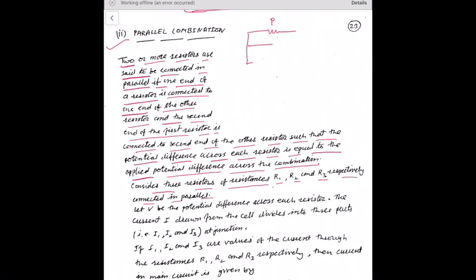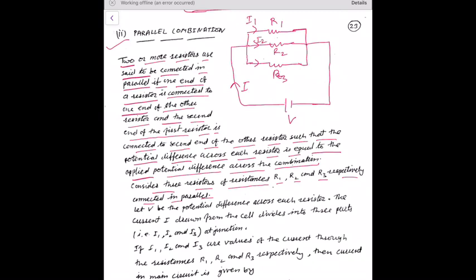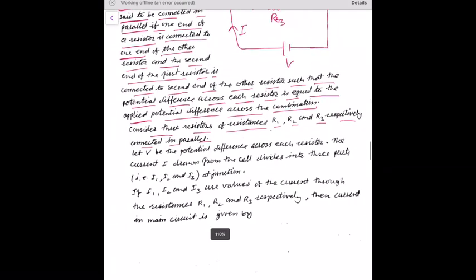Here are three resistors: first R1, second R2 and third R3, connected by a cell of potential V. Here the current I is divided into three parts: first I1, second I2 and third I3. This point is A, this point is B.